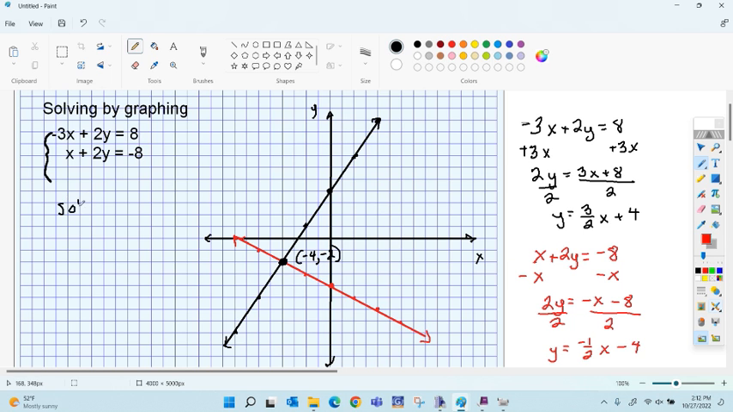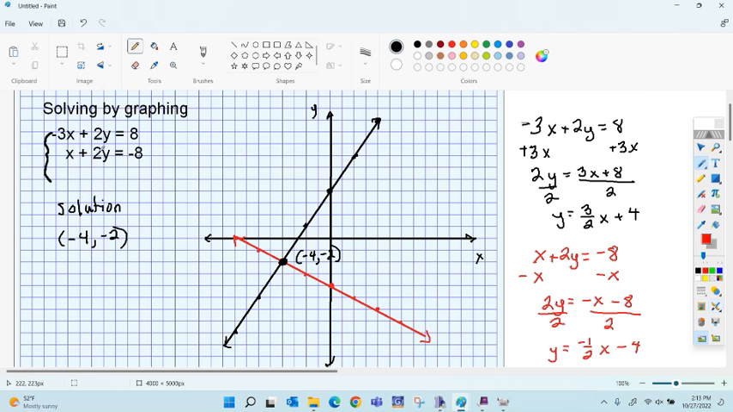So the solution is negative 4, negative 2, because we took our time to graph it and find the ordered pair where it goes into both. So it will be a solution. If I did 3 times negative 4, negative 3 times negative 4, that will be 12. 12 plus 2 times negative 2, 12 plus negative 4 would give us 8. So yep, it works in that one.